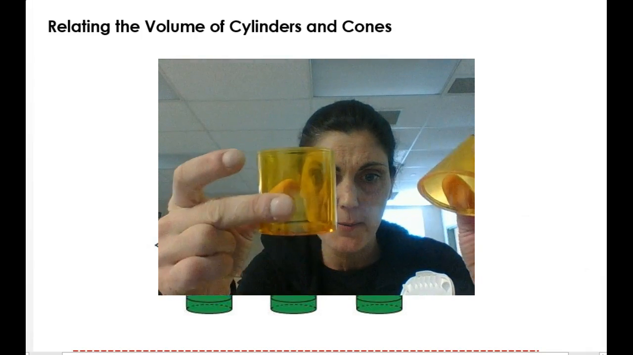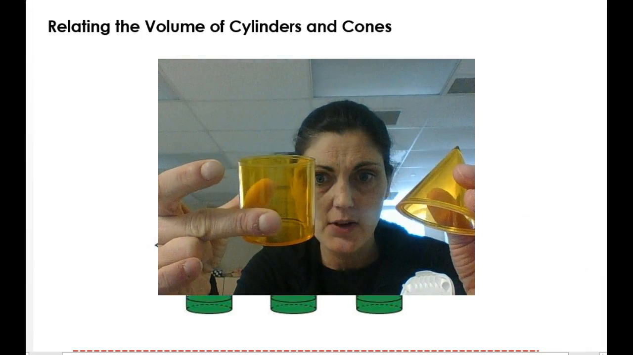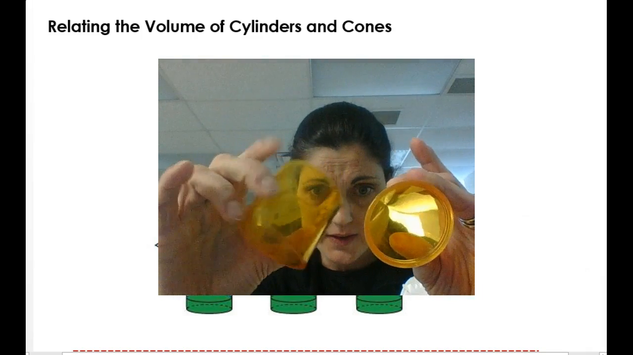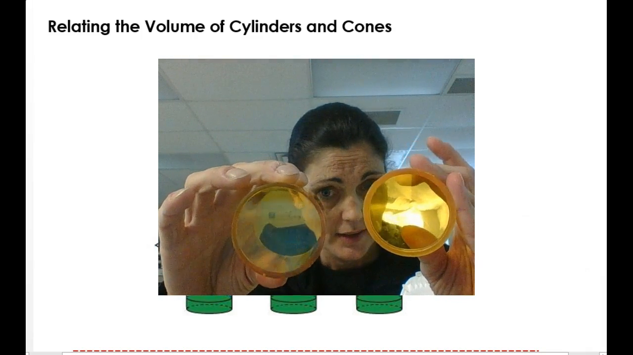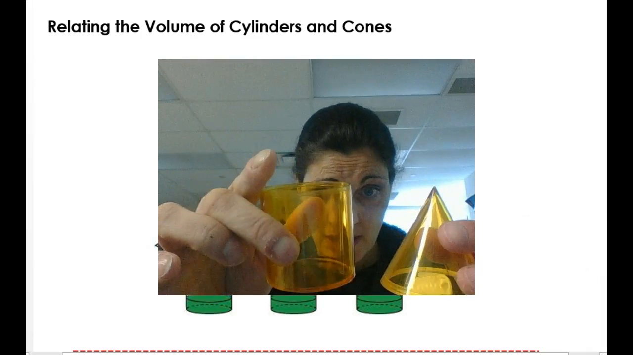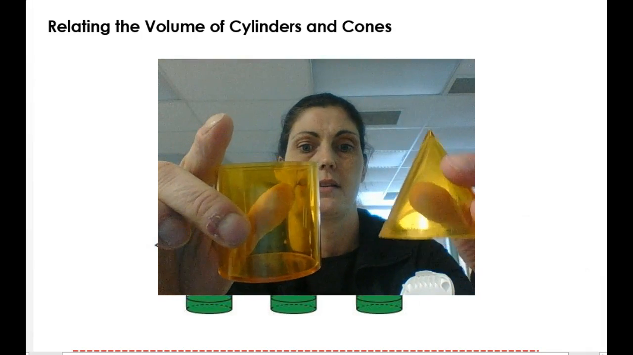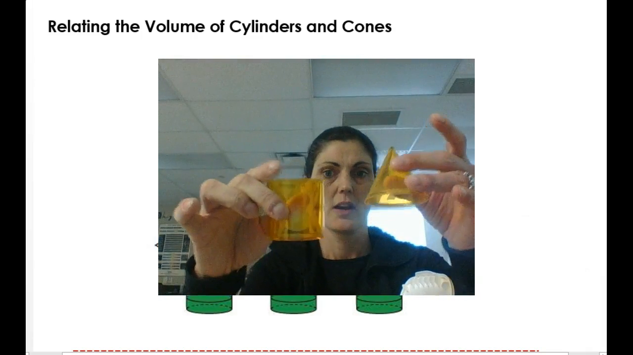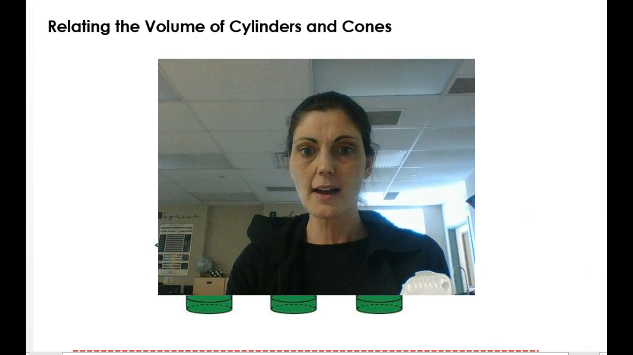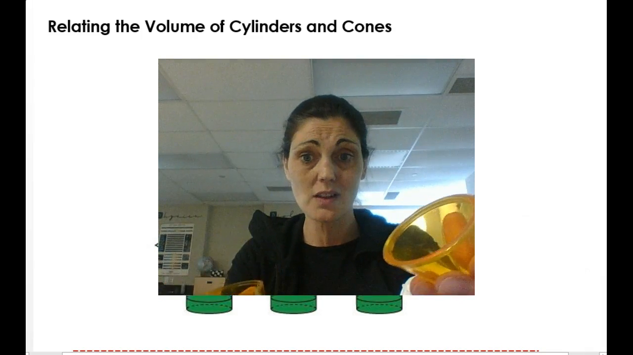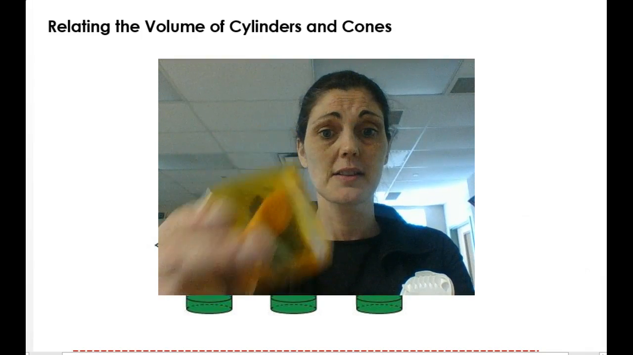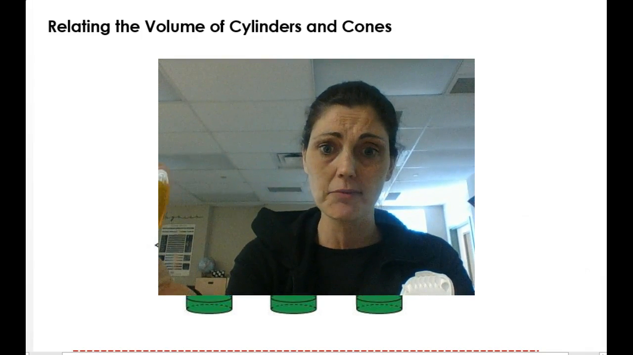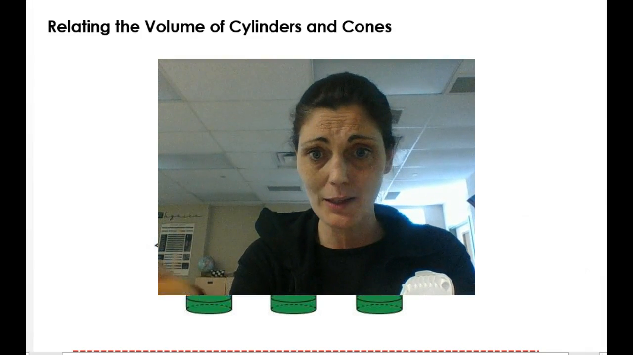So here I've got a cylinder and I've got a cone, and notice they have the same base and the same height. Hard to tell here, but they do. Trust me. So what I'm going to do is see how many of the cones will fit into this cylinder. Now remember, it's an experiment. It's not going to be exact, but it'll give us a good idea.